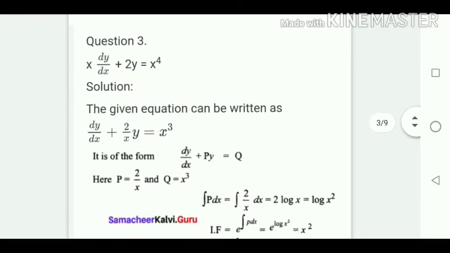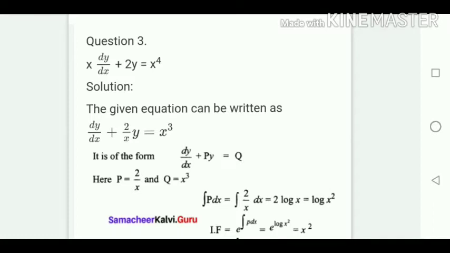Then the third one: x dy by dx plus 2y equal to x power 4. Here the general form is dy by dx. Here it is multiplied by x, so divide by x. If we divide by x, we are getting dy by dx plus 2 by x into y equal to x cube.